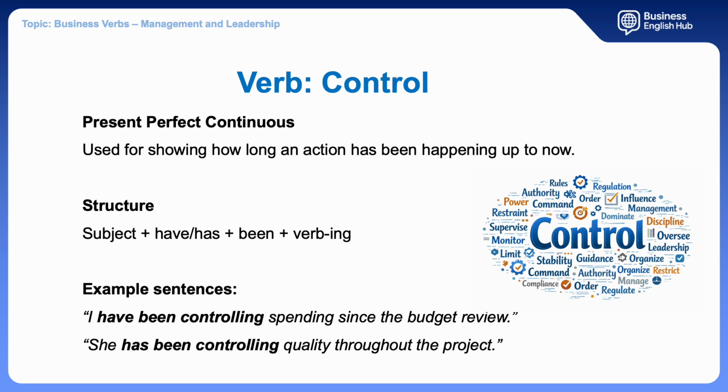The present perfect continuous of the verb control is used for showing how long an action has been happening up to now. The structure for this is subject plus have or has plus been plus verb with ing. Example sentences include: I have been controlling spending since the budget review. She has been controlling quality throughout the project.